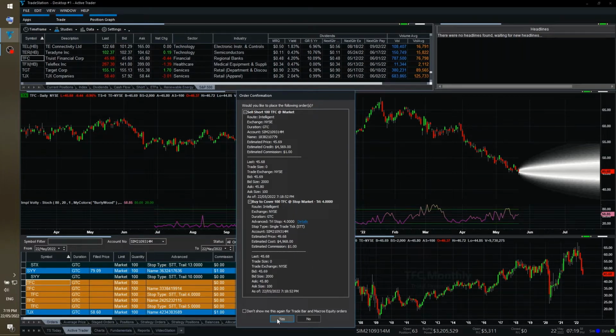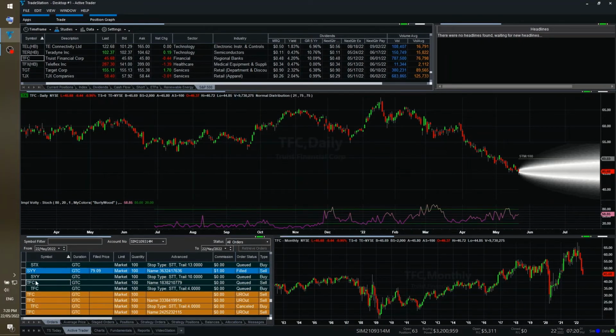When I click yes, it will go into the queue right here. Just go into the queue, and if you look at the chart, you will see it sets the limit, the stop limit right here, $500 different from the current price.